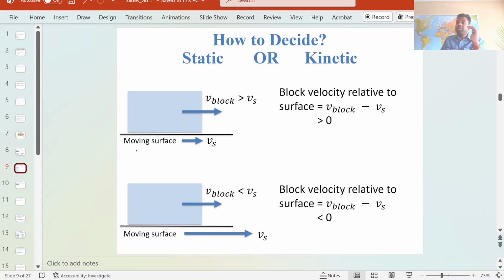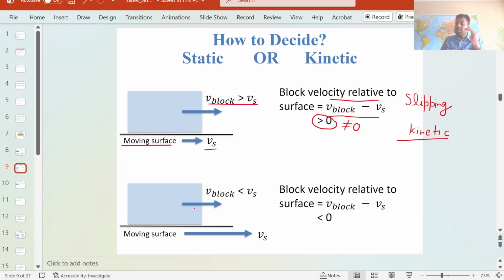Look at this example, where the ground is not fixed anymore. The surface is also moving with a velocity Vs. And in this example, the block velocity is more than the surface velocity. So the relative velocity V block minus Vs is greater than 0, which is not equal to 0. So that means there is slipping, and if there is slipping, the friction will be kinetic.